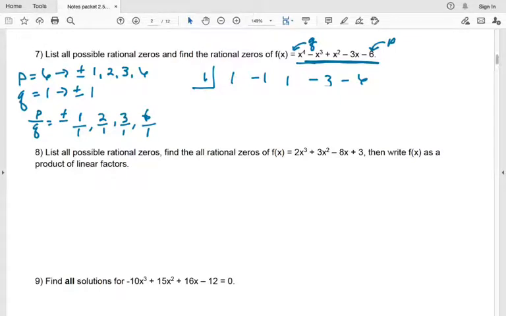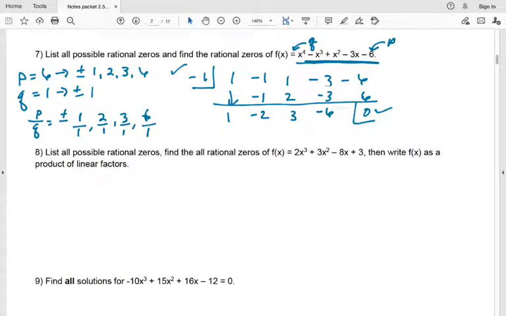Sorry. All right, so negative 1. So negative 1, negative 2, 2, 3, negative 3. Negative 6, and then positive 6. So I now have a remainder of 0. That tells me that this negative 1 is actually a 0, since my remainder is 0. Okay, so I'm now down to an x cubed. Remember, this was x to the 4th, this was x cubed. So let's try another one.